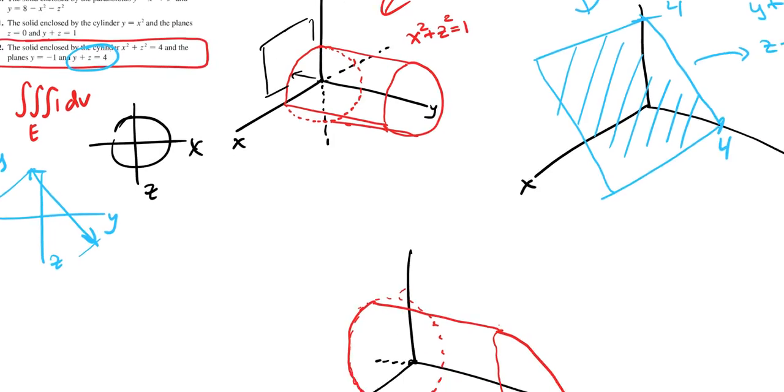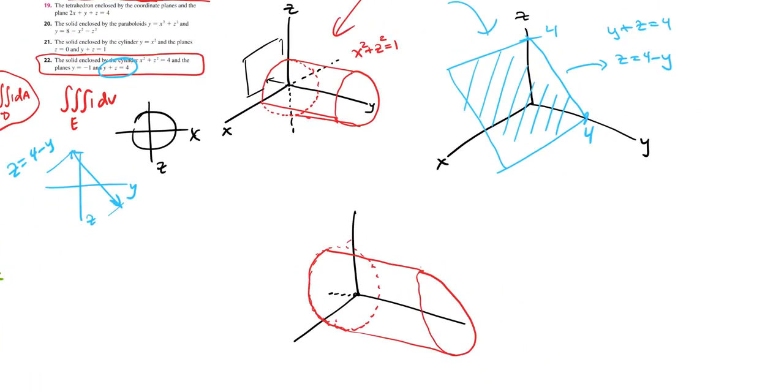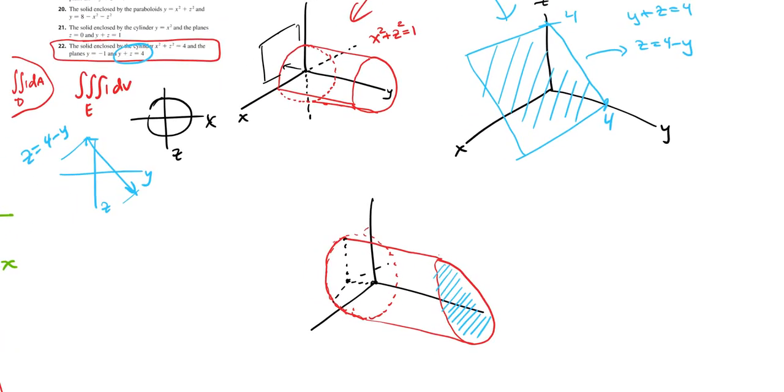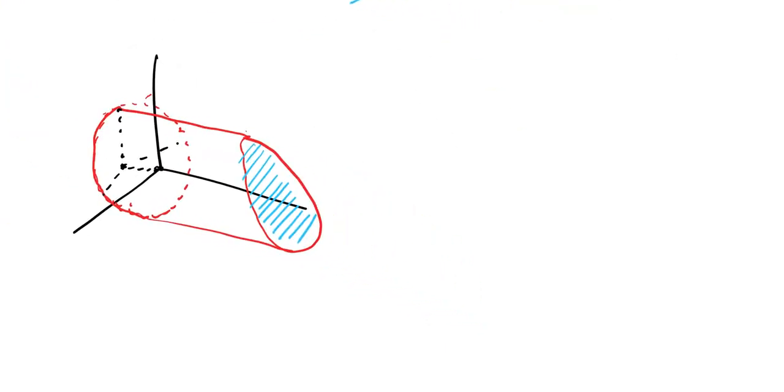And so what you have is this figure down below, which I've drawn, where the blue plane is what's right here. And it goes further back, because y equals -1 is back there. So this is essentially what we have. Now, we have to find the solid enclosed by this. So we do triple integral dV.